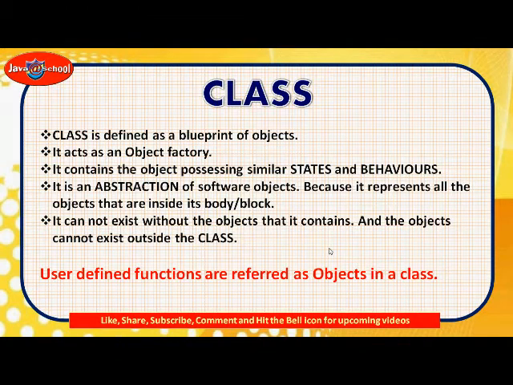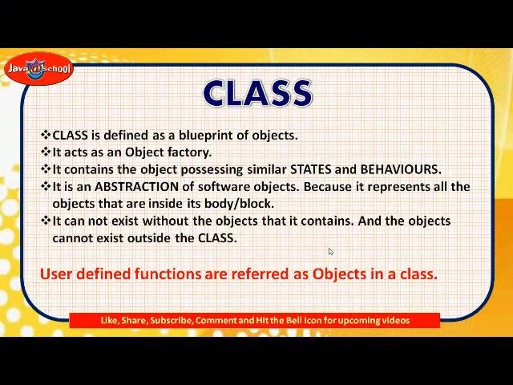A class is an abstraction of a software object because it represents all the objects that are inside its body by its name. So it is in abstract form. The class itself is nothing, only a symbolic name given. But the class exists because of the objects inside it, the functions that we create. It cannot exist without the objects that it contains, and the objects cannot exist outside the class.